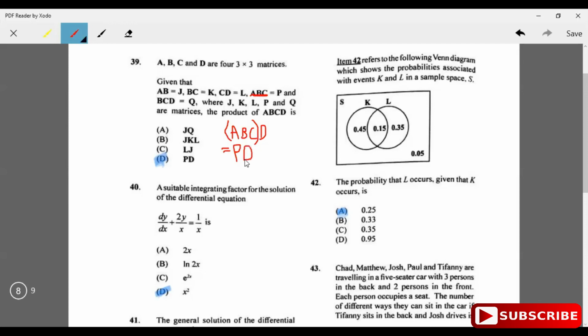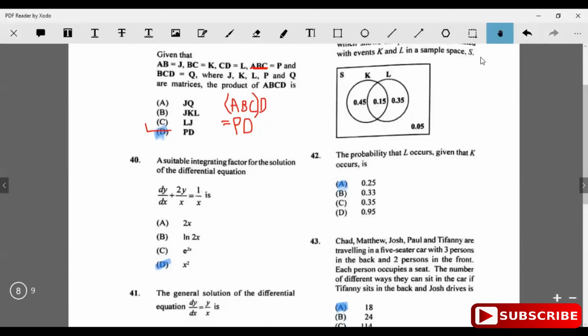Imagine this is a CAPE question. Easy. Nothing to that question. That's 39.